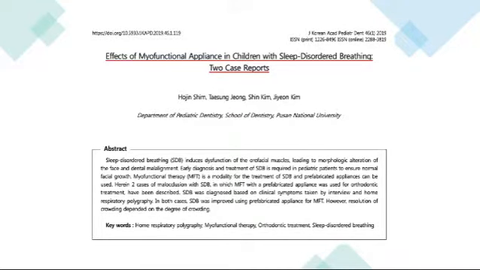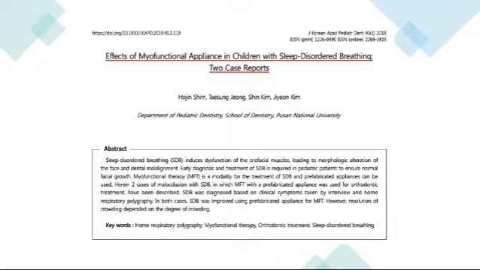The second article: effect of myofunctional appliance on children with sleep disorder breathing. In this article, we will talk about two case reports. Sleep disorder breathing, SDB, induces dysfunction of the orofacial muscle, leading to morphologic alteration of the face and dental malalignment. Early diagnosis and treatment of SDB is required in pediatric patients to ensure normal facial growth.